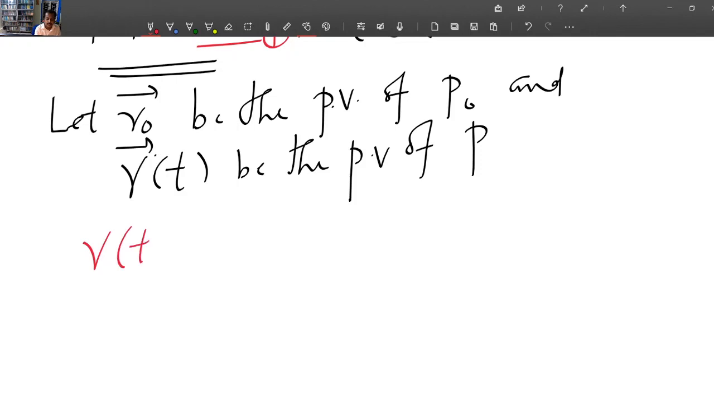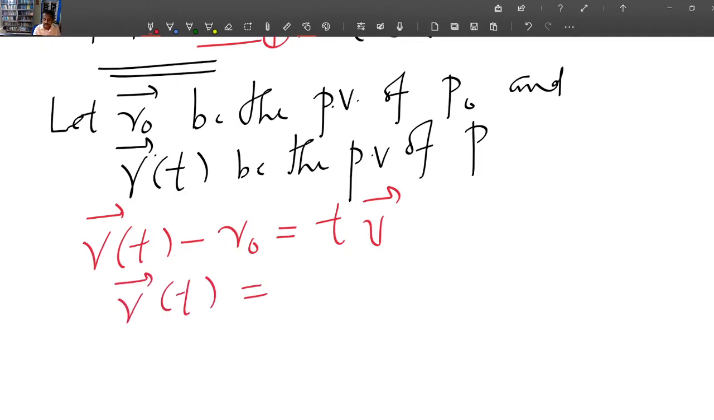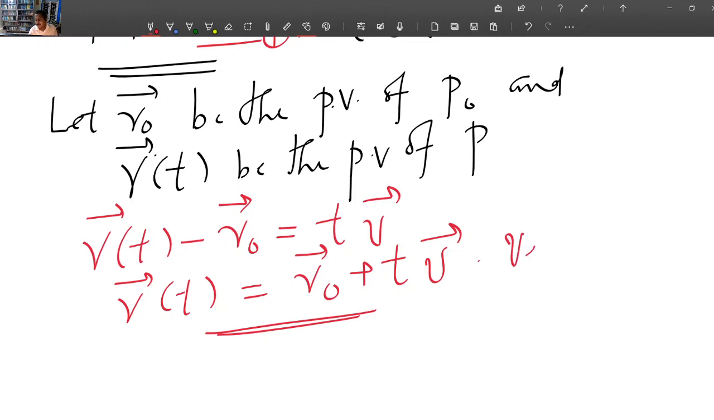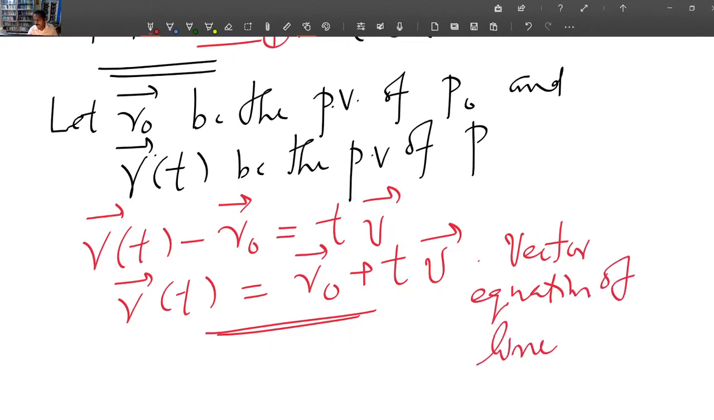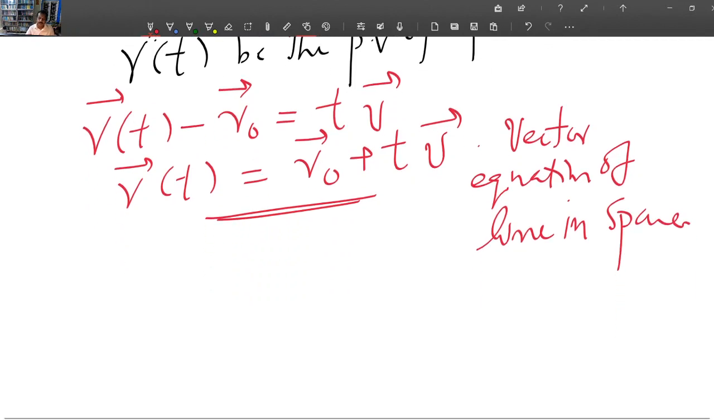From equation 1 you have r of t minus r naught is equal to t times V, or you can say that r of t is equal to r naught plus tV. So this is known as the vector equation of the line in space.